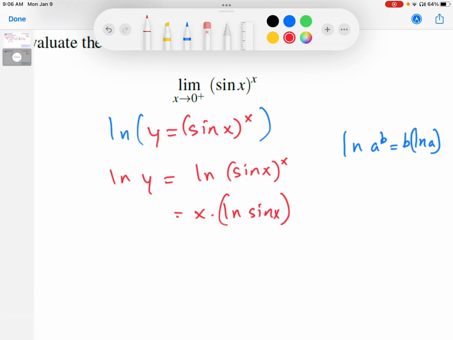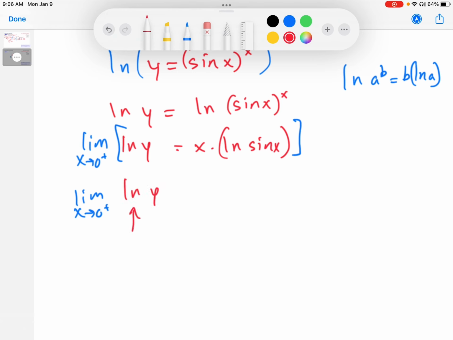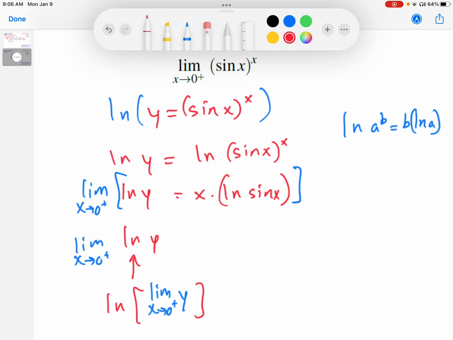Okay, so at this point, let me talk about why this simplification helps. Suppose that I wanted to now take the limit as x goes to 0 from the right of the entire equation. On the left-hand side, I would have the limit as x goes to 0 from the right of ln of y. But remembering that ln is a continuous function, this limit would slide right inside, and I would have ln of the limit as x goes to 0 from the right of y. Remember, y is the function sine x to the x. It's exactly what we want to find the limit of.